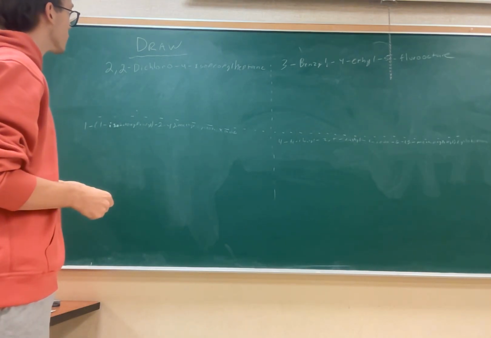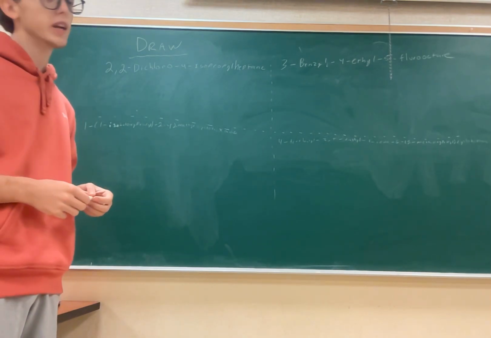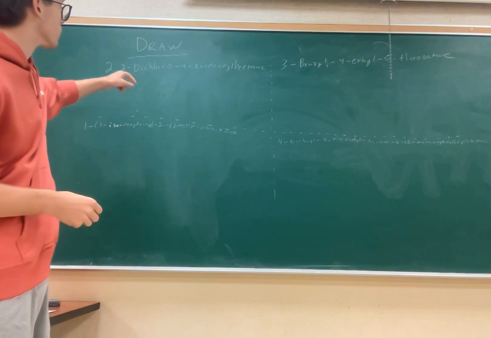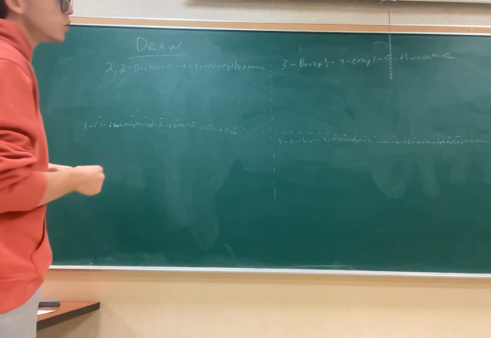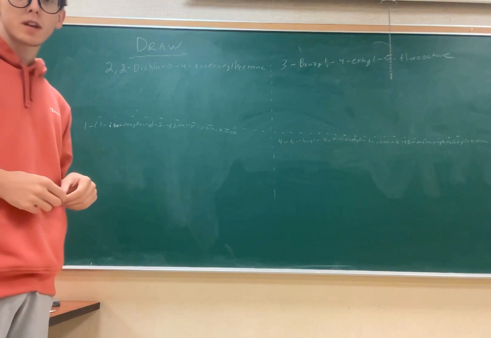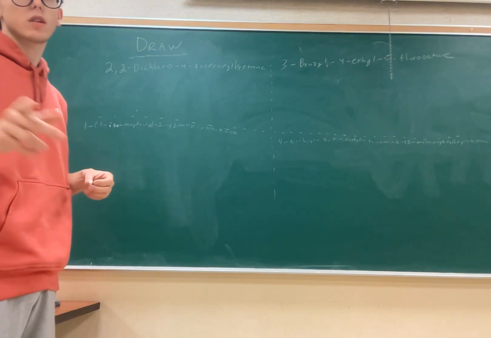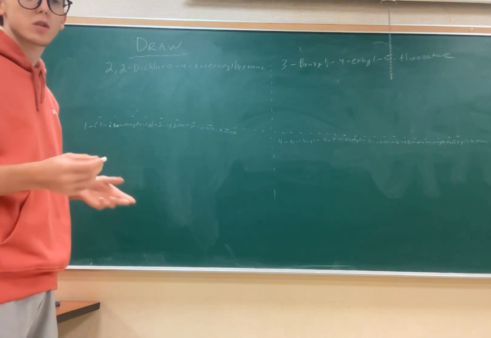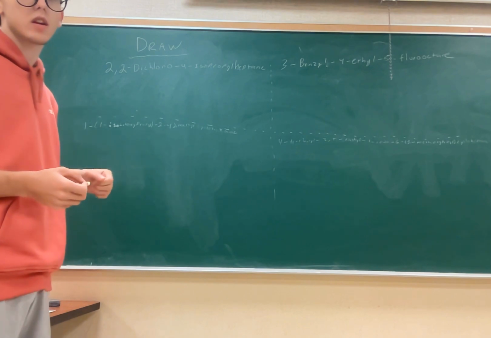Hello everyone, today we're going to be drawing complex alkanes. First off, we're going to start with an easy one. We've got 2,2-dichloro-4-isopropylheptane. By the way, if you can't read it on the board, I'll leave the names of these molecules in the description in case you can't see the letters.